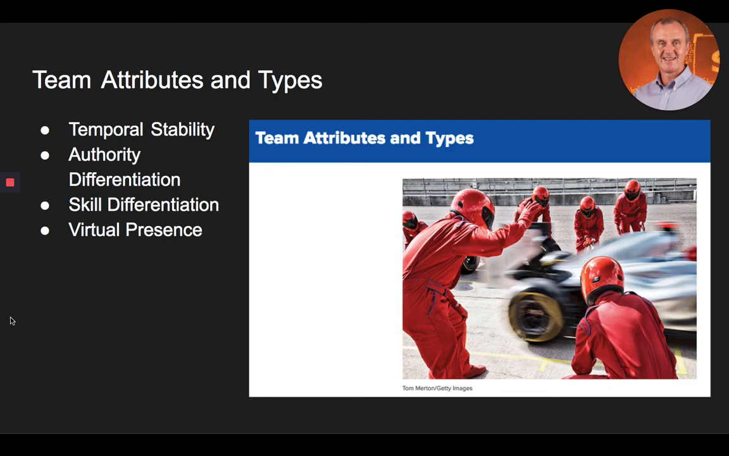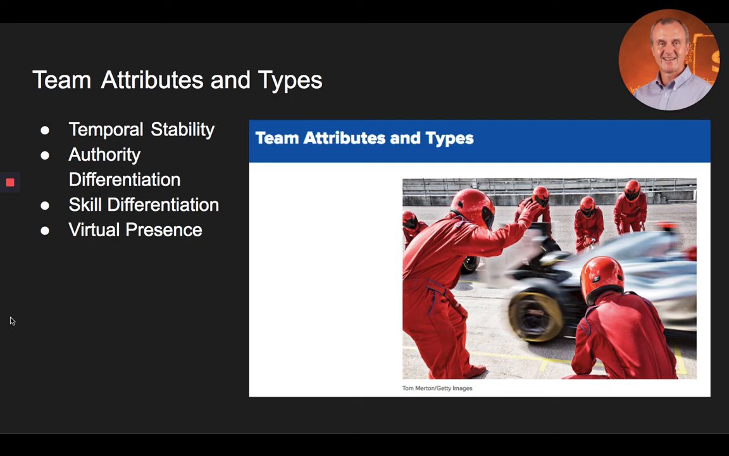Skill differentiation is the degree to which team members possess distinguishable skill sets. Cross-functional teams, composed of members of different departments within an organization who possess different types of skills, would be said to have a high level of skill differentiation, whereas teams whose members possess similar types of skills and are largely interchangeable would be said to have a low level of skill differentiation.